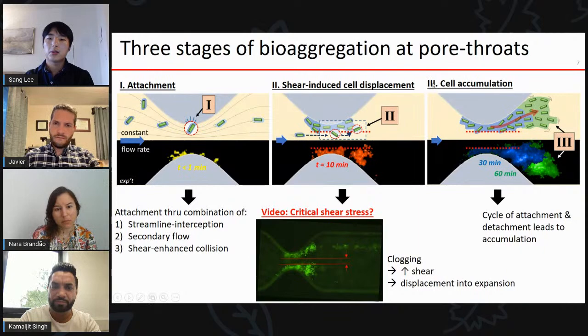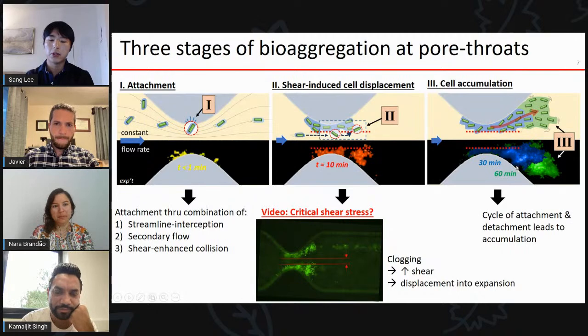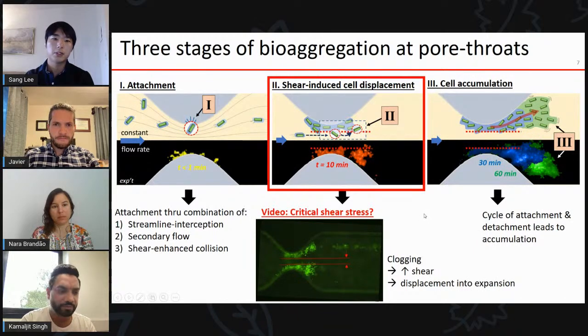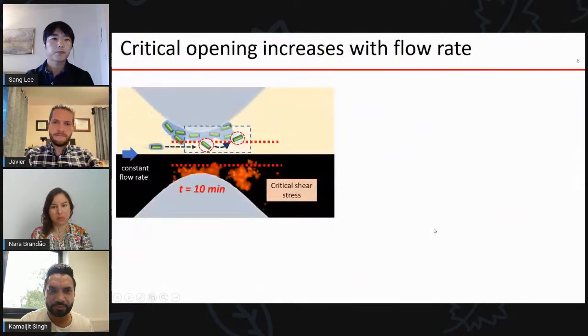In the third stage, this cycle of attachment and shear-induced cell displacement repeats until enough cells accumulate in the region of expansion and form aggregates. And in the remainder of this presentation, I'll mainly talk about the second stage, but feel free to ask me any questions afterwards if you have questions in the other stages as well.